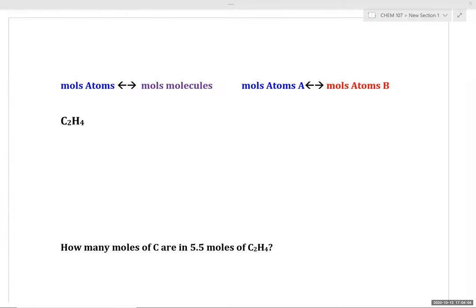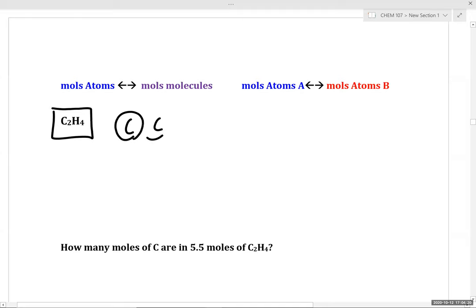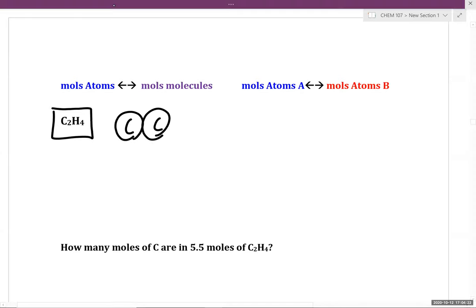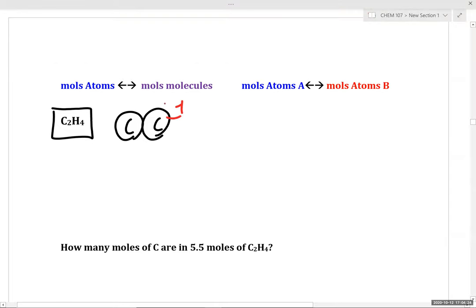Let's start. So today we're continuing on with chapter 4, and we're talking a little bit about mole to mole conversions using our formula. So looking at C2H4, let me just draw a picture of that. It doesn't have to be fully descriptive. It doesn't have to be a Lewis structure. We just want to know how many atoms of each element do we have.